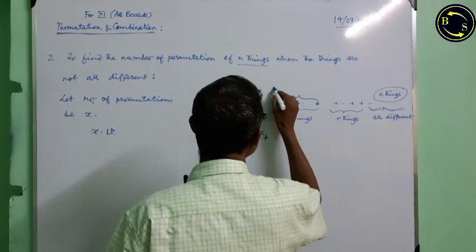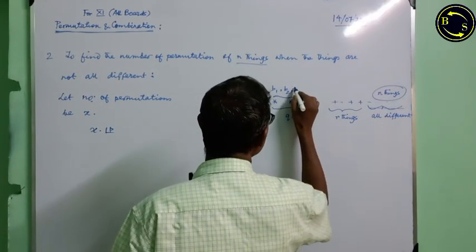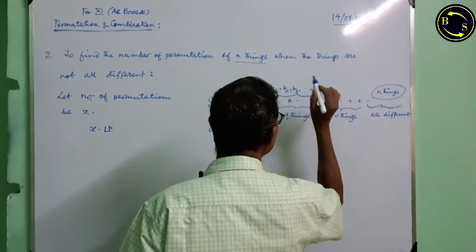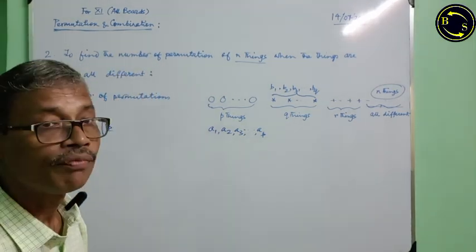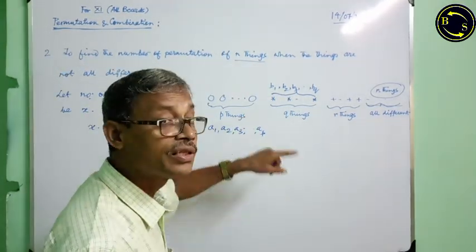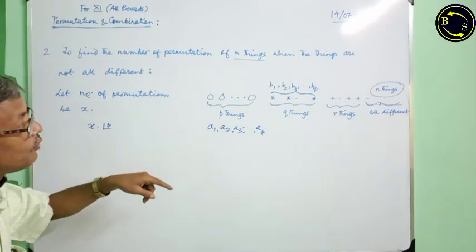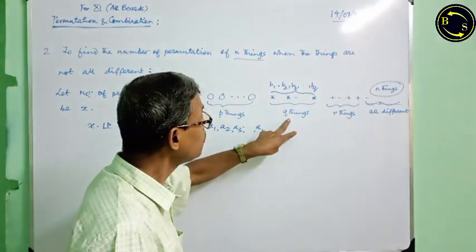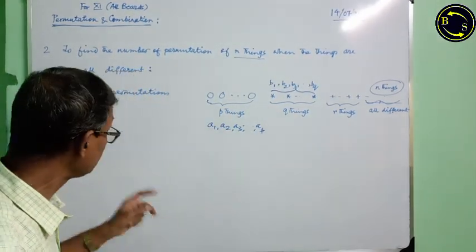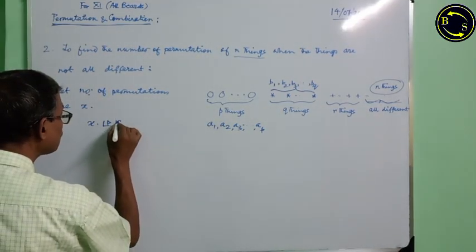Next, we replace these q things, say by b1, b2, b3, bq. Then for each, number of permutations is this. Therefore, for q things, total number of permutations will be in that case x into factorial p into factorial q.